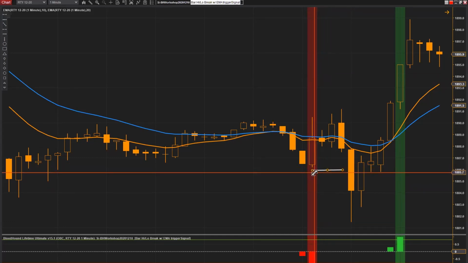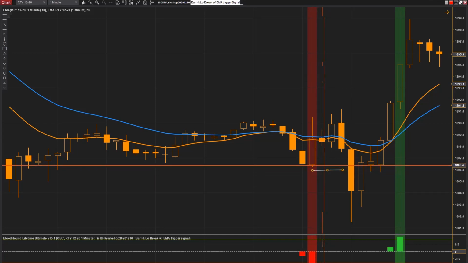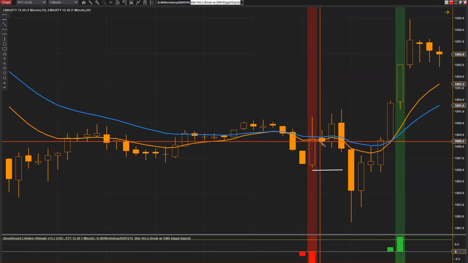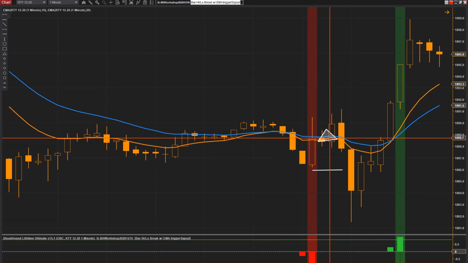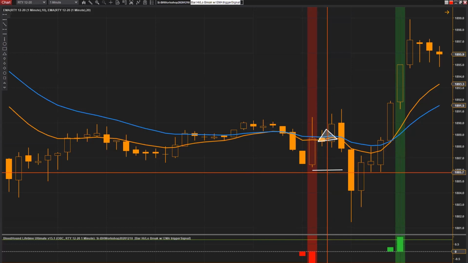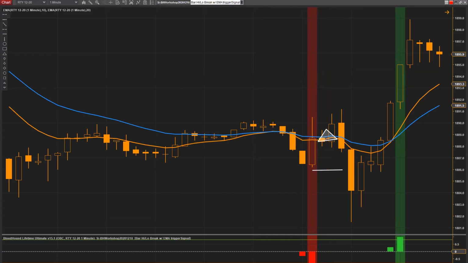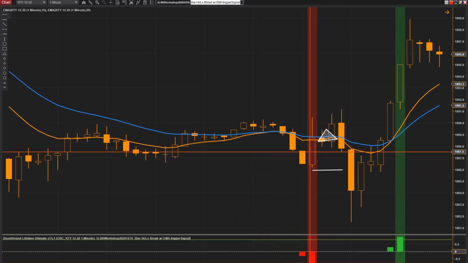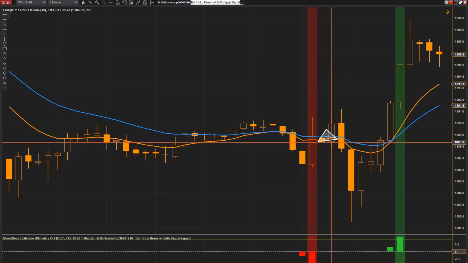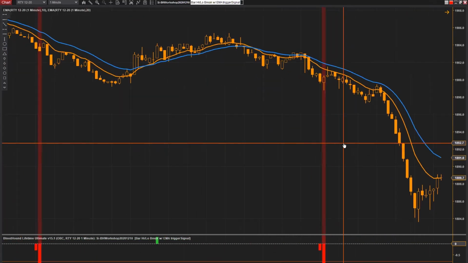So this entry order is going to rest here for a maximum of 5 bars, or if the moving averages slope in the wrong direction. We can see here, if you look at those moving averages, they actually start sloping up. So that cancels the entry order when that happens. If we bring up the rules here, number 4 cancels the entry order if the EMAs are no longer sloping in the right direction. Since this is a short signal, those moving averages need to continue sloping down. So this will be the next part that we'll build, as a canceling signal here.